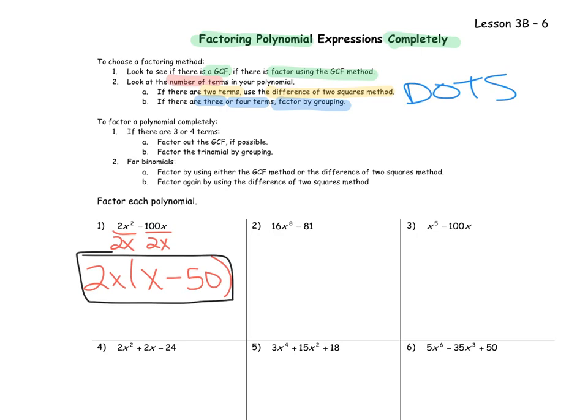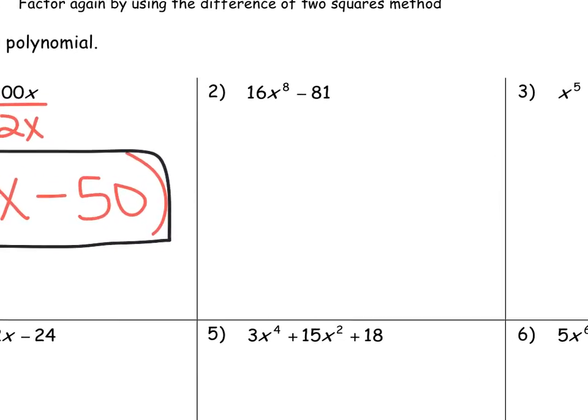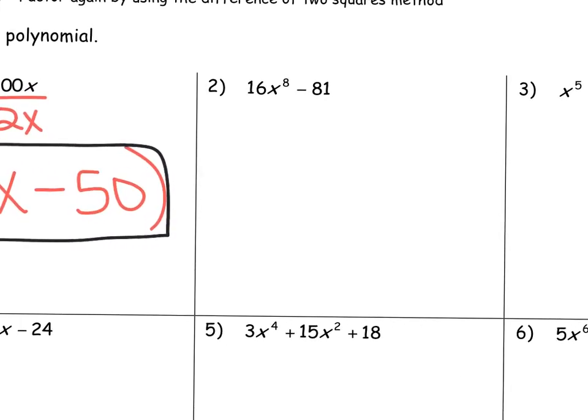I've got 16x to the 8th minus 81. All right, so I have to see. Let's see. 16x to the 8th minus 81. Is it DOTS? Is there a GCF? Could this potentially be factored by grouping? I don't know. We have to first look and see, is there a GCF? Well, let's see, 16 and 81. Nope, they don't have anything in common.